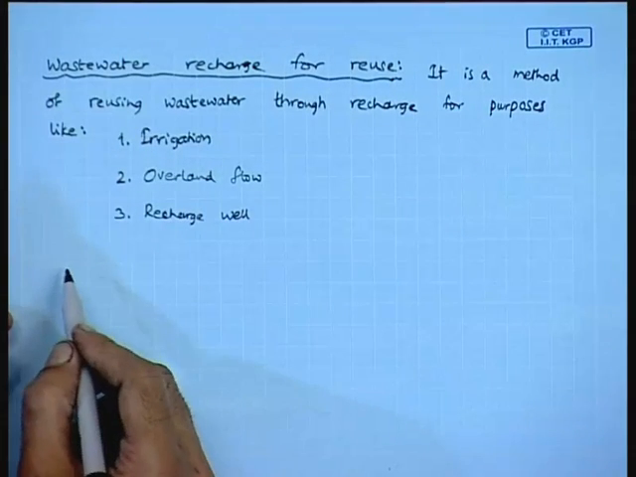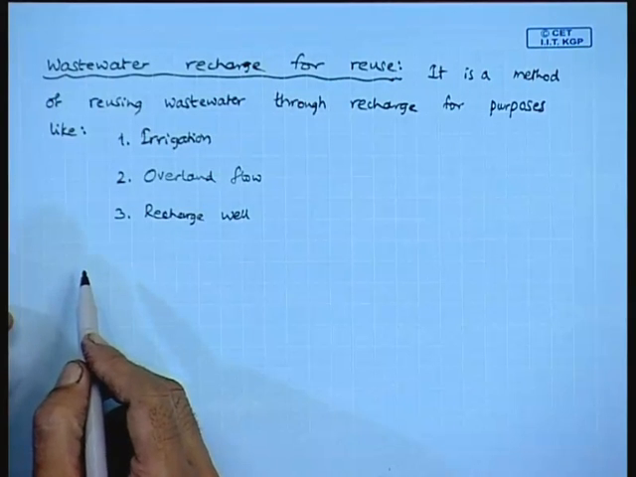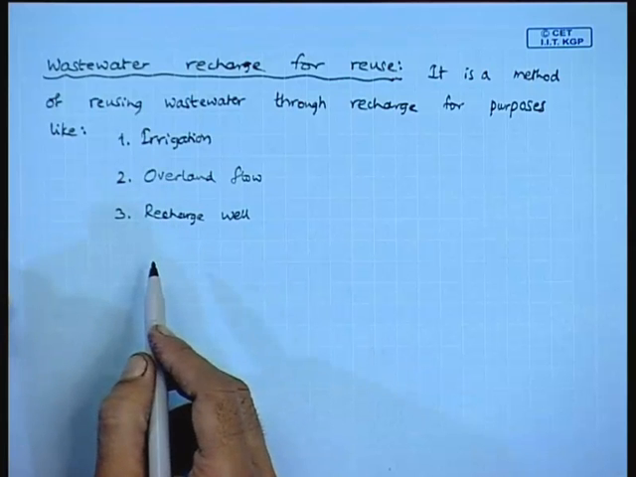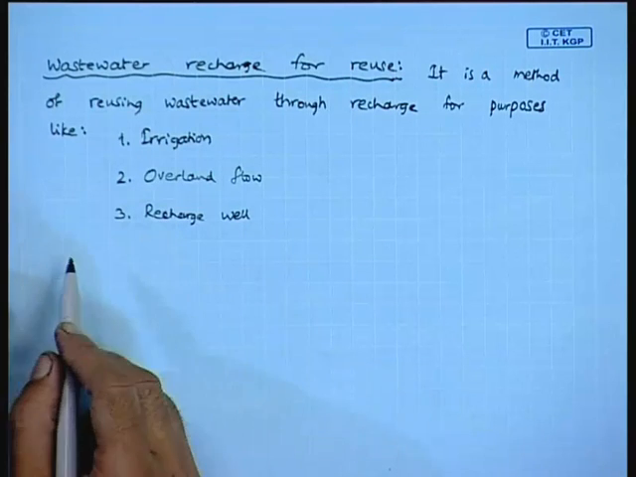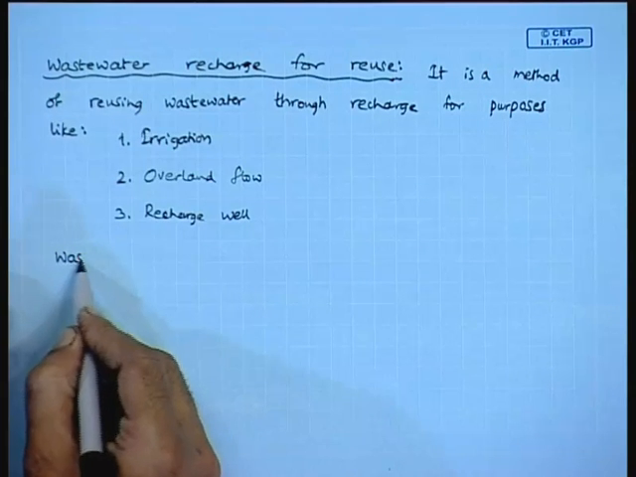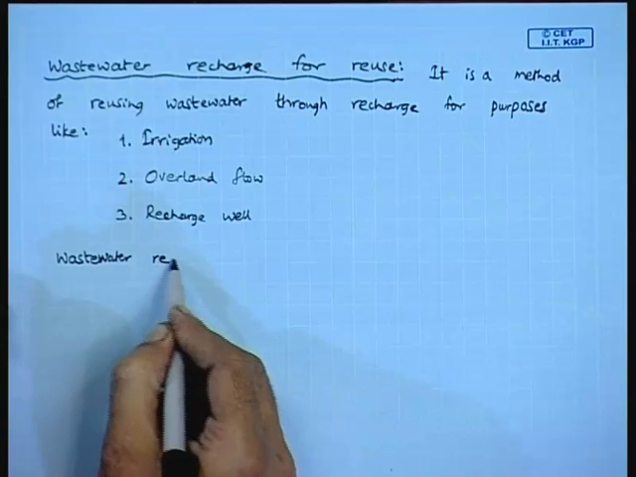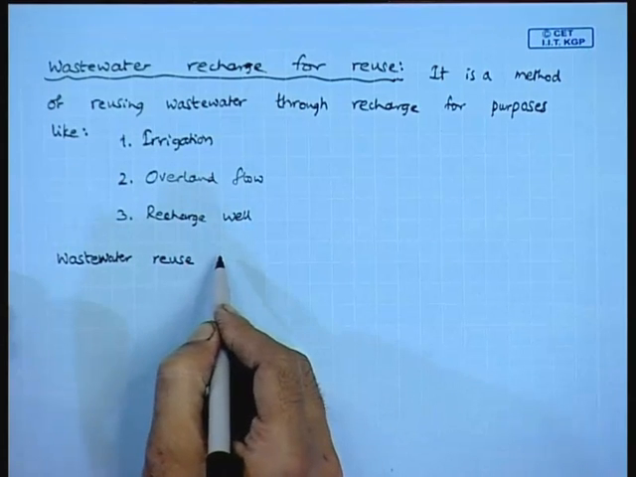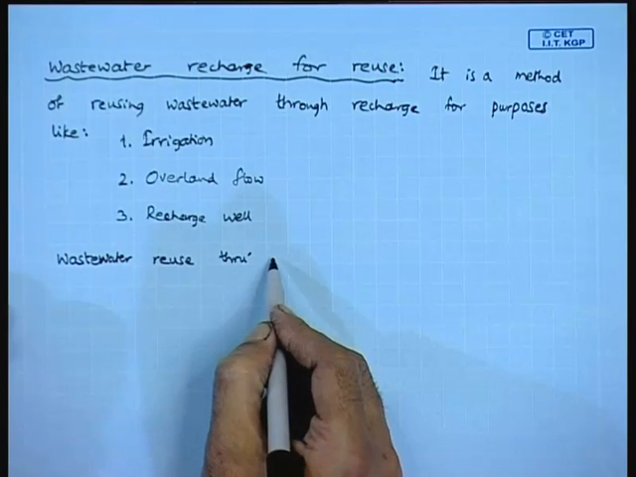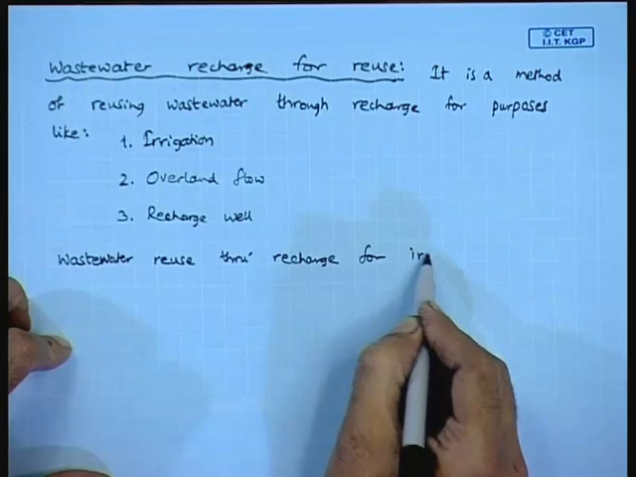So first let us consider the land application of wastewater for reuse through irrigation. So that is wastewater reuse through recharge for irrigation.